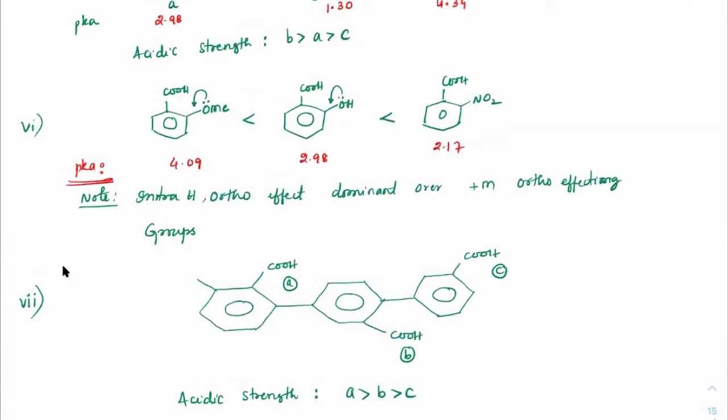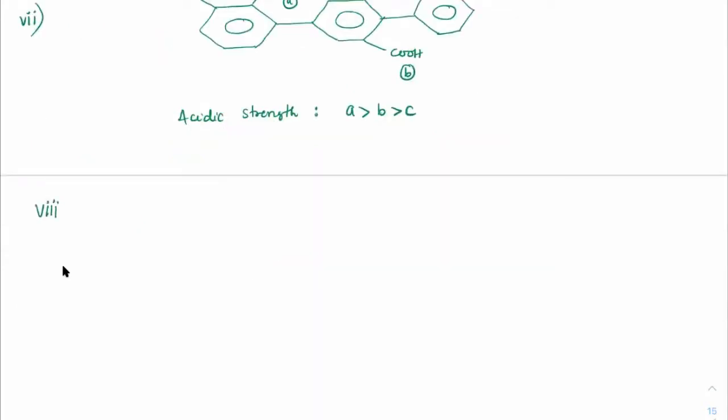See the note of what I'm saying. If there is some group which is donating to benzene, but it is showing an ortho effect, then always choose the one which has the hydrogen bonding ortho effect. That will be more acidic. Now let's see the next case here.